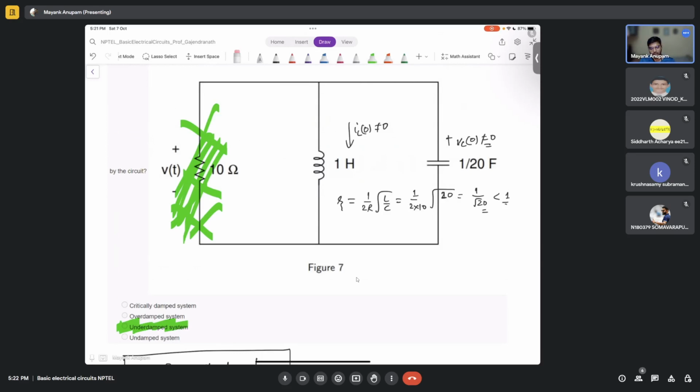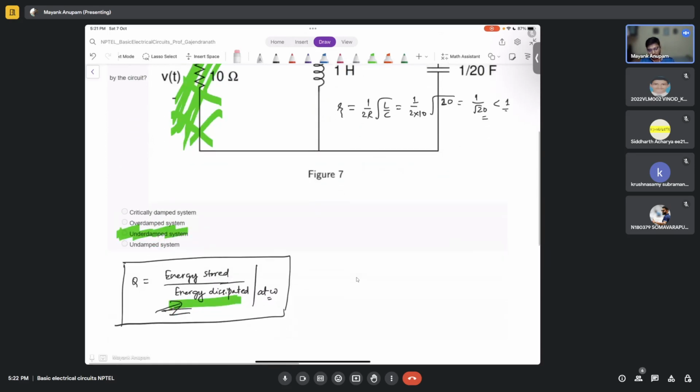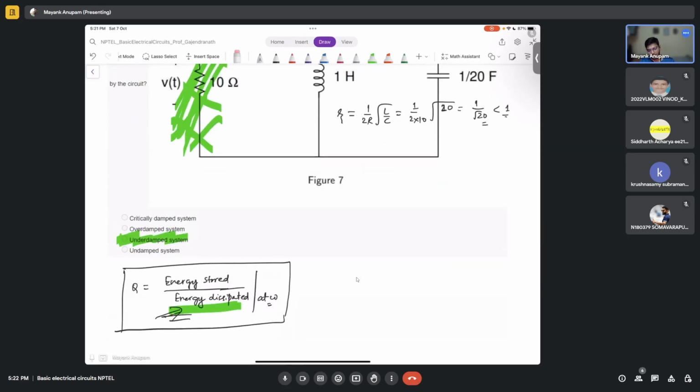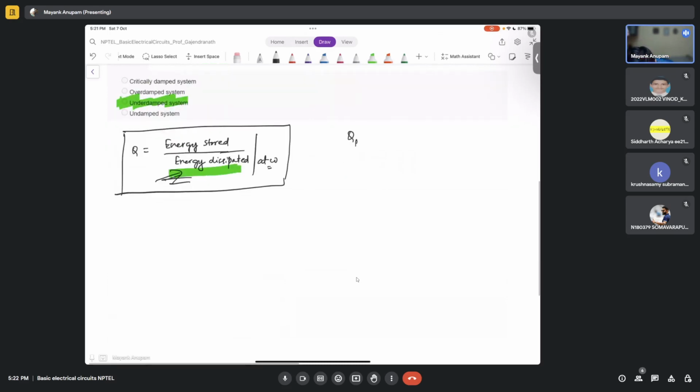An LC circuit is what? It is a resonator, right? It never dissipates any energy. Whatever energy you give to it, it will simply store that. It will never dissipate it, right? So that is why the quality factor for a parallel RLC is directly proportional to R. So Q for a parallel RLC is R times the square root of C by L, right?